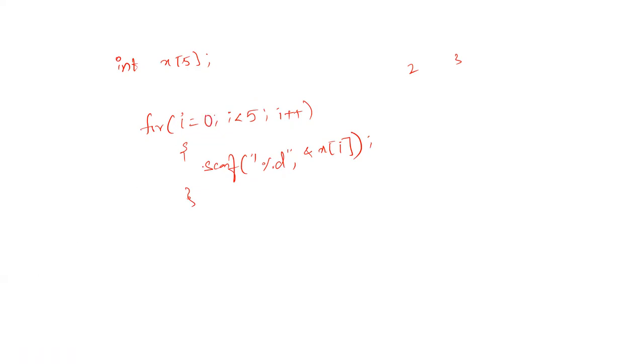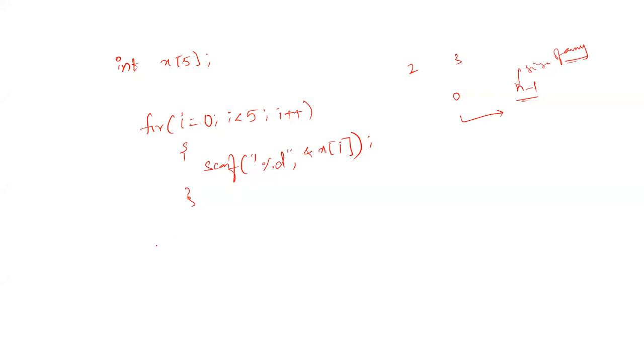But the indexing will start from 0 to n minus 1. The name of the array index: remember, array index will start from 0 to n minus 1, where n is the size of the array.